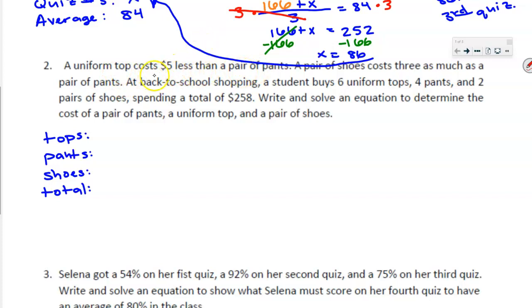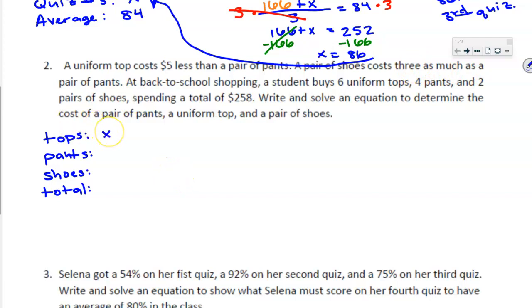Don't make the mistake of reading this and thinking that a uniform top costs $5. It says a uniform top costs $5 less than a pair of pants. So we're comparing the cost of a uniform top to the cost of a pair of pants. A pair of shoes costs 3 times as much as a pair of pants. Again, that means the pair of shoes doesn't cost 3, it costs 3 times as much as pants. So again, I'm comparing the cost of shoes to the cost of the pants.